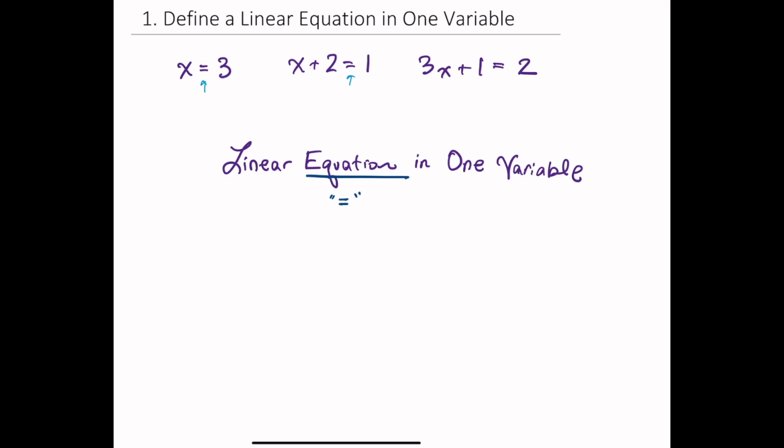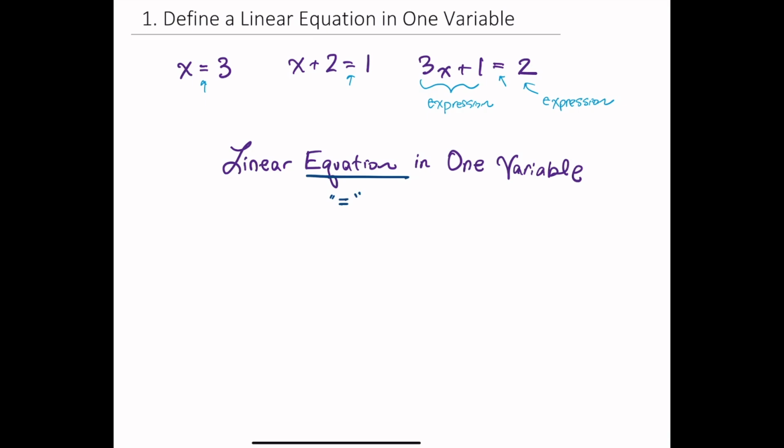The things on either side of an equation we call expressions. So 3x plus 1 would be an expression, and so would 2. Even though it doesn't have an x or anything, we can still call that an expression. And it's an equation because we are saying that these two expressions are equal to each other. So look at these three and see what they all have in common. They're all equations because they all have equal signs.